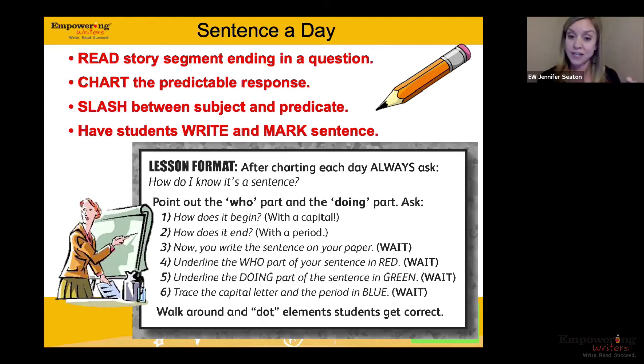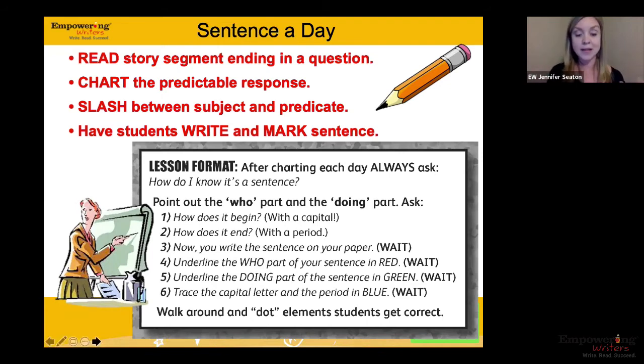So to reinforce that, we are going to then ask them to underline the who part of the sentence in red. So they have their colored pencils, they have their highlighters, markers, whatever it is that you use as a utensil in your classroom to color code. So every day this color coding is the same. They're starting to see in color. That's a memory tool for our students. Very good. And then notice step five says they're going to underline the doing part of the sentence in green. So you wait, you allow them to underline in green, and then they'll trace the capital letter and the period in blue. So every time they're seeing these parts of a sentence, okay?